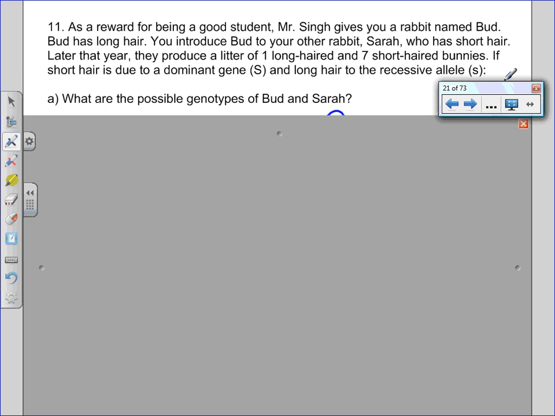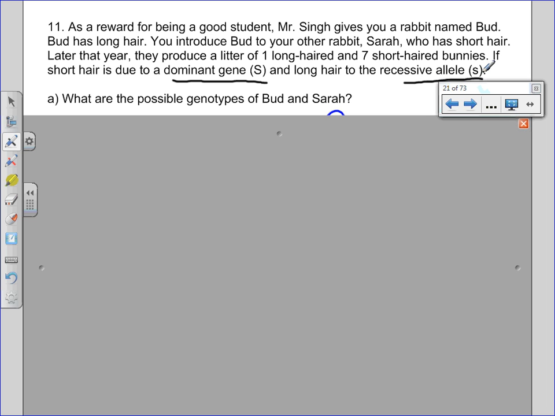Okay? So it says, as a reward for being a good student, Mr. Singh gives you a rabbit named Bud. Bud has long hair. You introduce Bud to your other rabbit, Sarah, who has short hair. Later that year, they produce a litter. Imagine a boy rabbit and a girl rabbit getting together. Anyway, they produce a litter that has 1 long hair and 7 short-haired bunnies. If short hair is due to a dominant gene, and long hair is recessive, what are the possible genotypes of Bud and Sarah? All right, well, let's see.